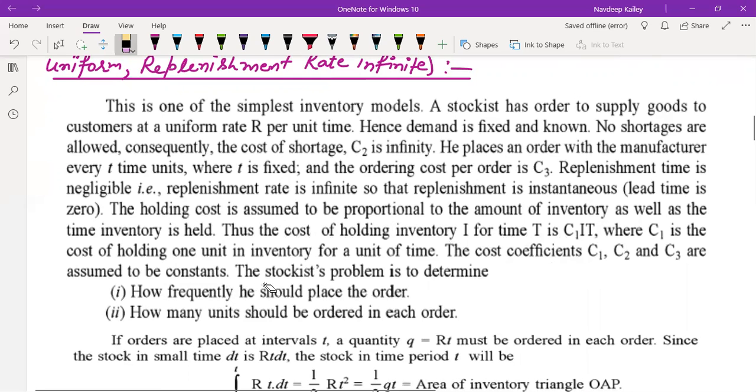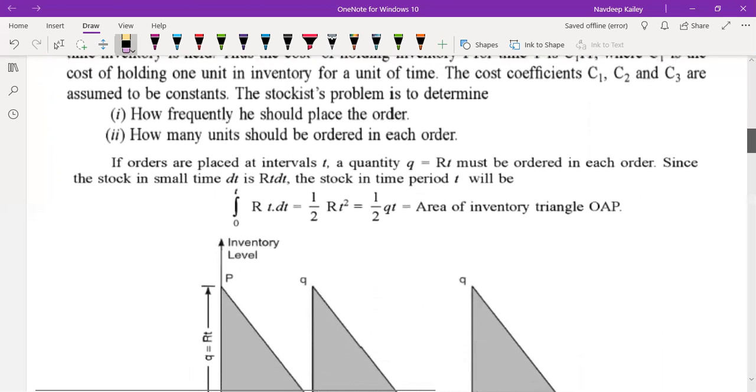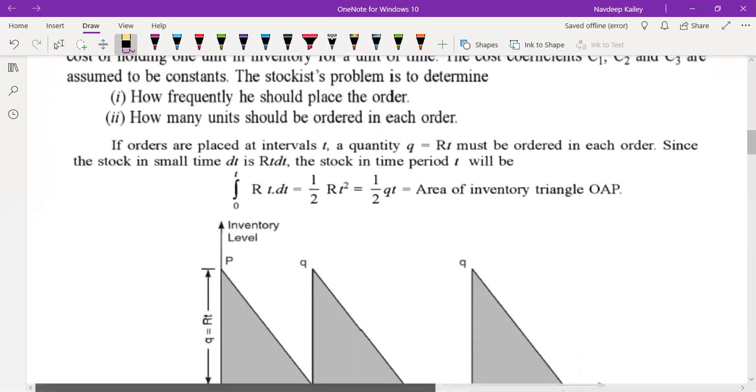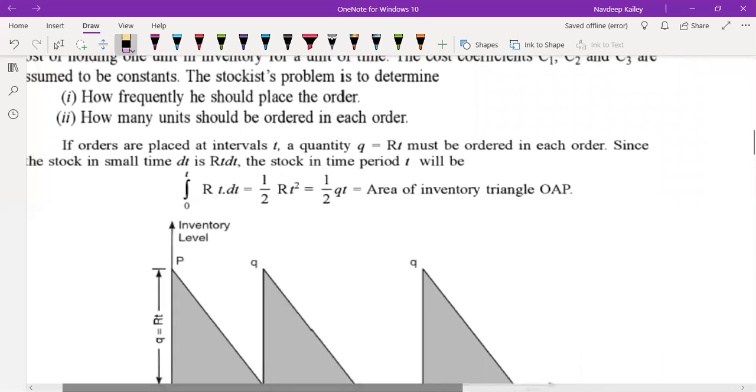Now, what is the stockist's problem? The problem is to determine how frequently he should place the order and how many units should be ordered in each order. Now, I am going to answer these questions. Say, if orders are placed at an interval t and the demand is at a uniform rate R, then the quantity that must be ordered in each order is given by capital R into T.